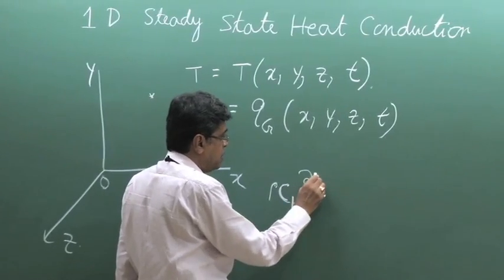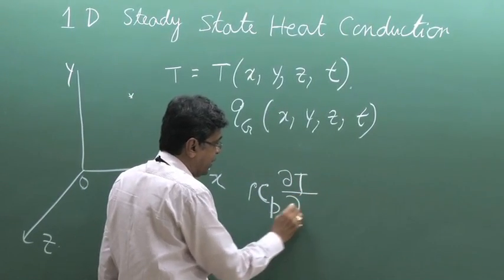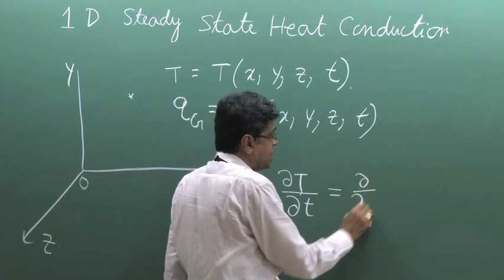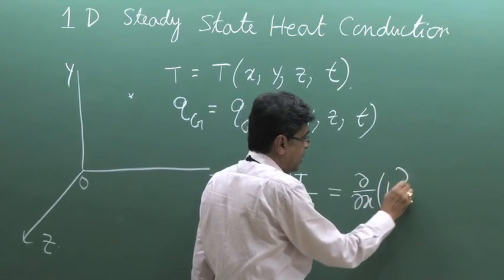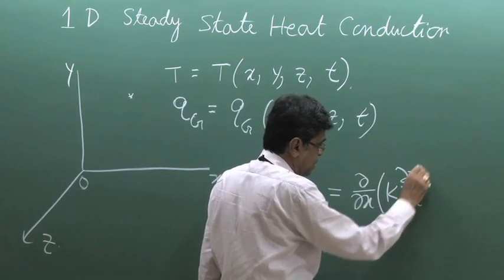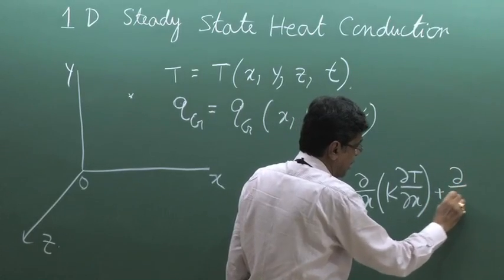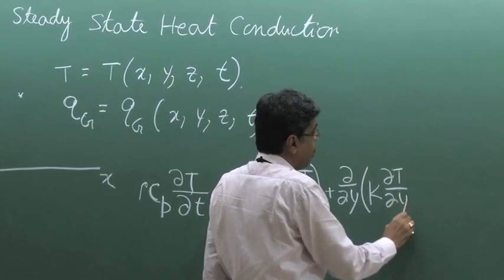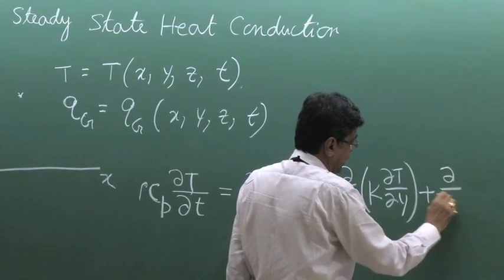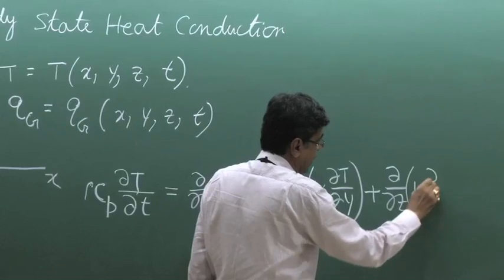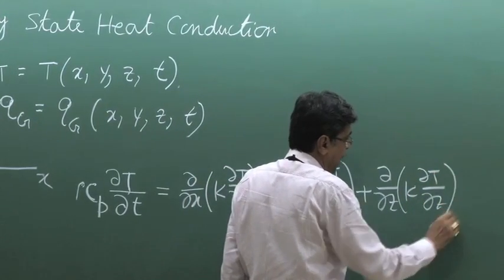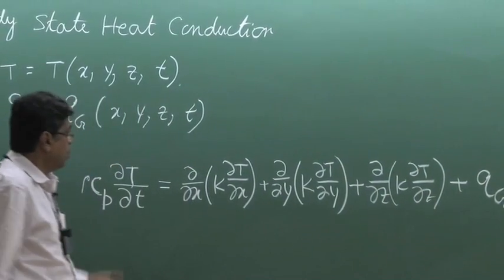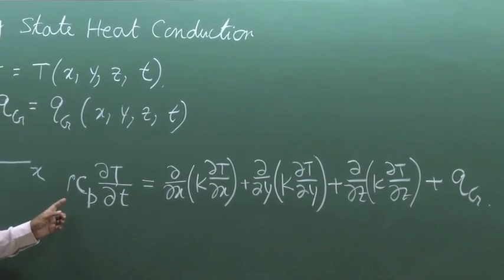Rho Cp del T equals del x of K del T del x plus del y of K del T del y plus del z of K del T del z plus Qg. So this is the general heat conduction equation.